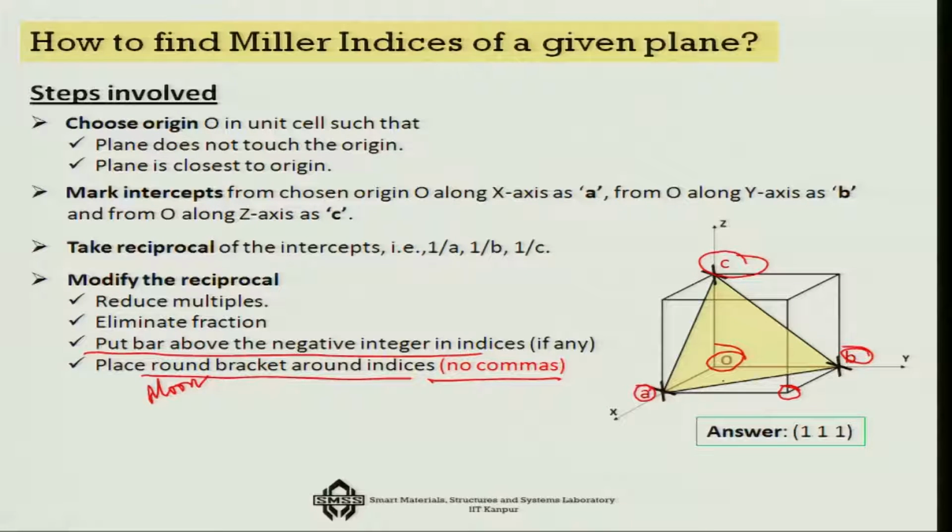So, if I follow that notation, let us say A, B and C in this case are all 1, 1, 1. Their reciprocals are also 1, 1 and 1. So, there is no question of reducing multiples or fractions here. Now we can directly write it with round brackets as (1 1 1) without any comma. That is how you can find the Miller index of a given plane in this particular case.